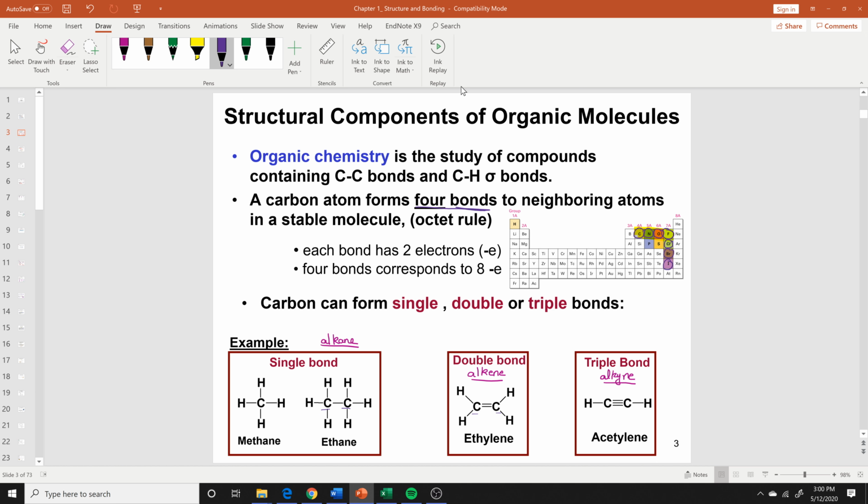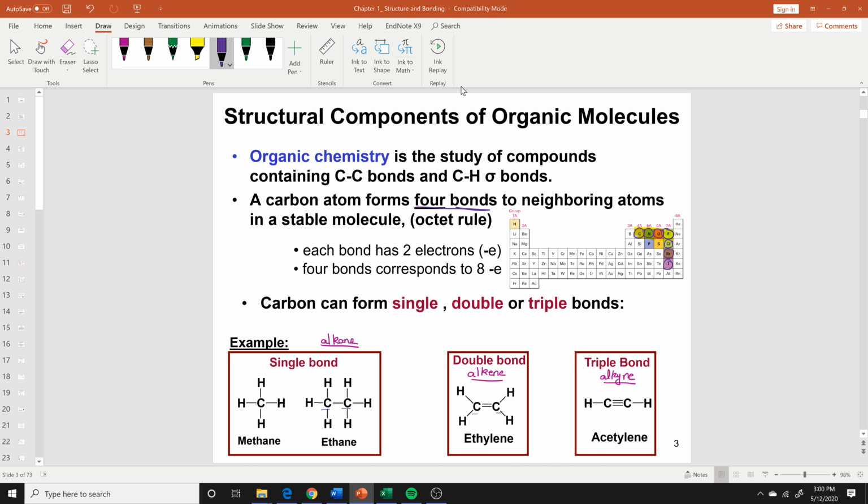So if carbon forms 4 bonds, and I am looking at the alkene structure here, alkene means a double bond. So look at this carbon. Carbon is forming 1, 2, 3, and 4. Carbon is forming 4 bonds here. This carbon is also forming 4 bonds. This carbon here is forming 4 bonds, so it's going to be 1, 2, 3, and 4. So 4 bonds on this carbon and 4 bonds on this carbon.